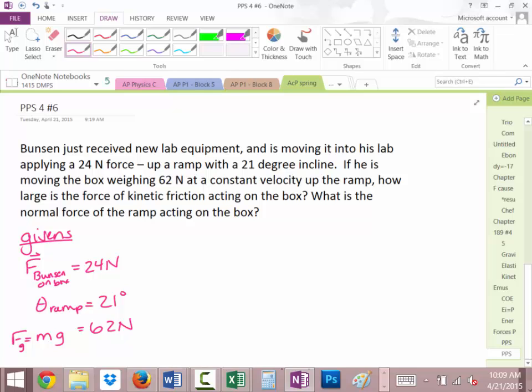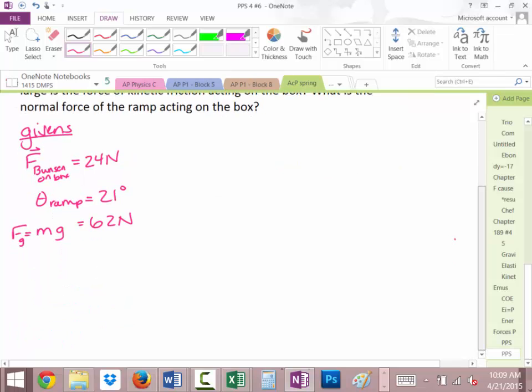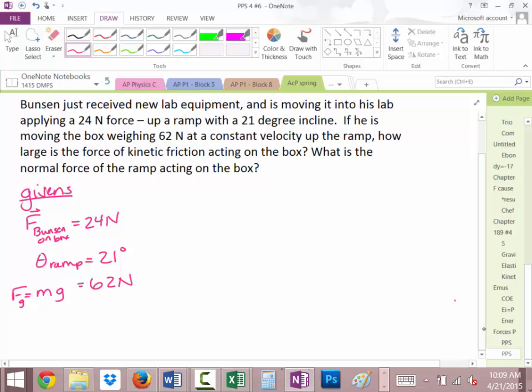Okay. What else do we know? There are a couple more pieces of information here. Sean, what you got? The acceleration is 0 because it's moving at a constant velocity. Do we know how fast he's moving it? Does it matter? No. It doesn't. The thing we really care about is that the acceleration is 0. What else do we know? What else are we looking for?